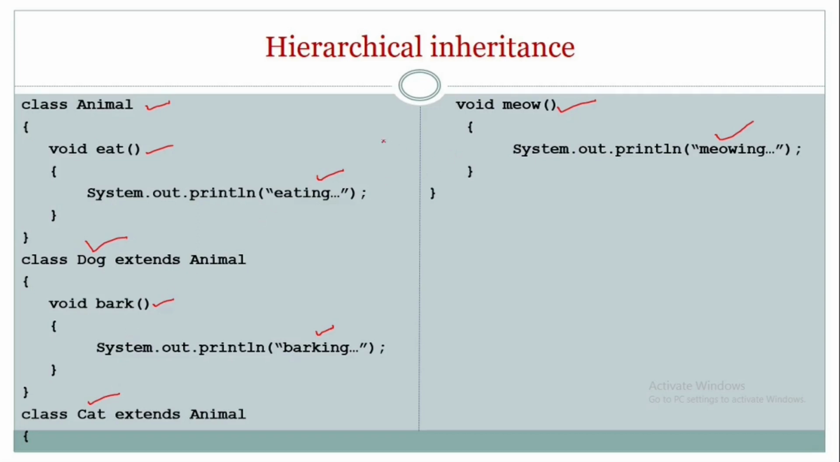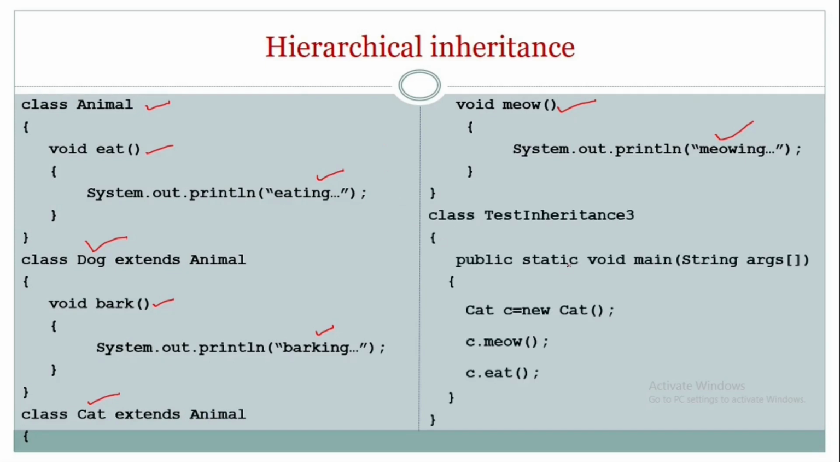Now I'll be creating an object of Cat. This is the class TestInheritance where the main function resides, and this is how you create an object of class Cat. Here c is an object, so we'll be calling c.meow, which will print meowing, and c.eat, which will print eating. So this is the answer. This is a simple example that demonstrates hierarchical inheritance.